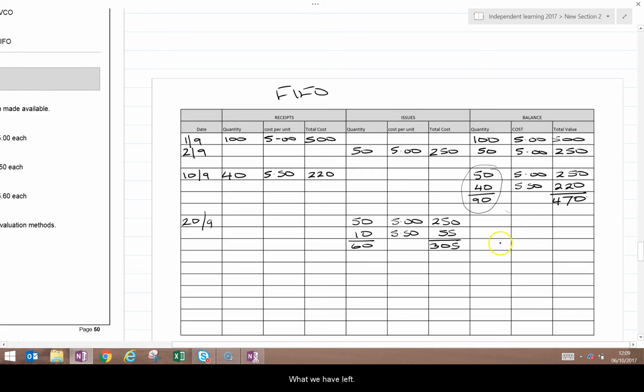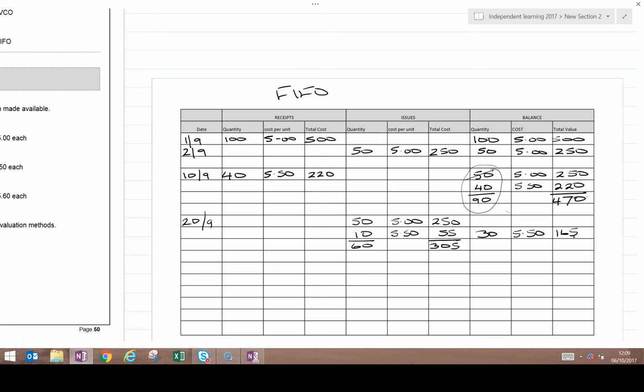What we have left, those 50 are gone. We've issued them. This 40, we've taken 10 from them. So we have 30 left. This is of the batch that we paid £5.50 for. So we have £165 worth.